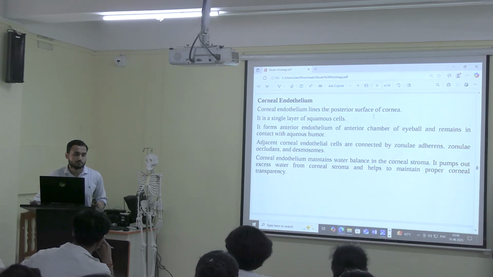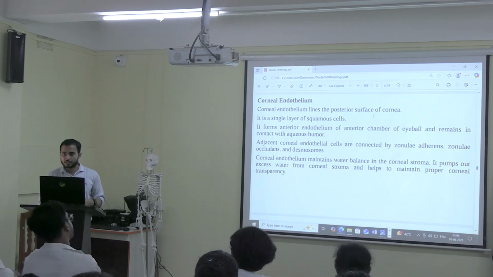What about mesothelium? In the peritoneum, you have studied about mesothelium, right? Find out what is mesothelium. Same like endothelium only.